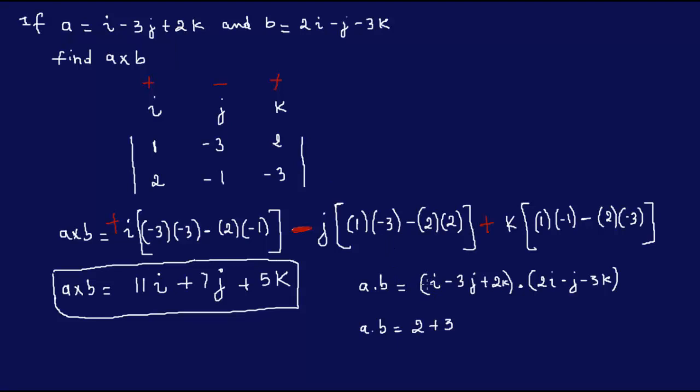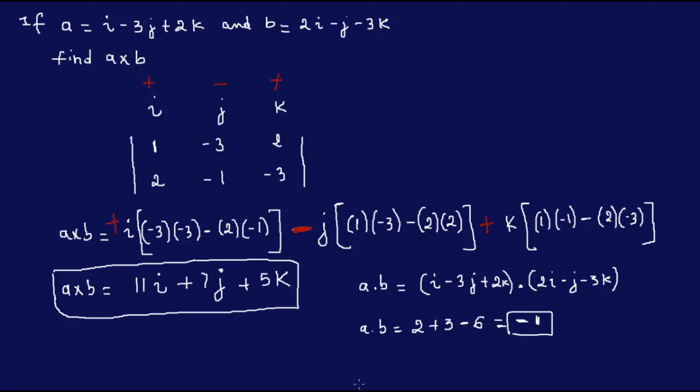So you multiply the coefficients and then you add them. You multiply the coefficients of i's, you multiply the coefficients of j's, and you multiply the coefficients of k's, and you add them. So here 1 times 2 is 2, minus 3 times minus 1, that's a 3, so plus 3. 2 and minus 3 is minus 6, and your answer would be 5 minus 6, which is minus 1. So this is if you had a dot product.